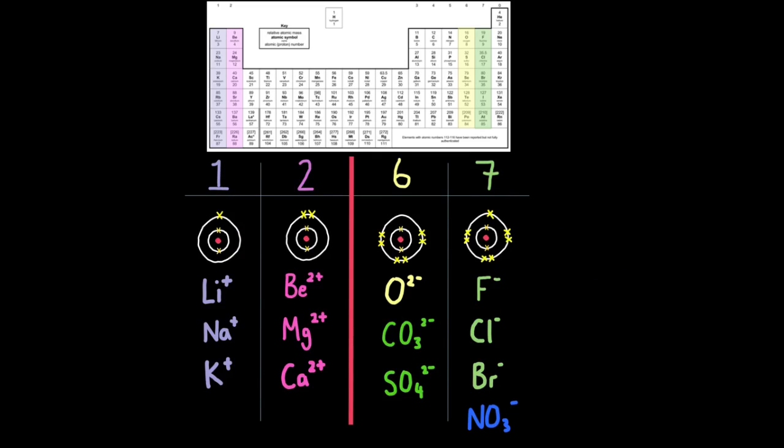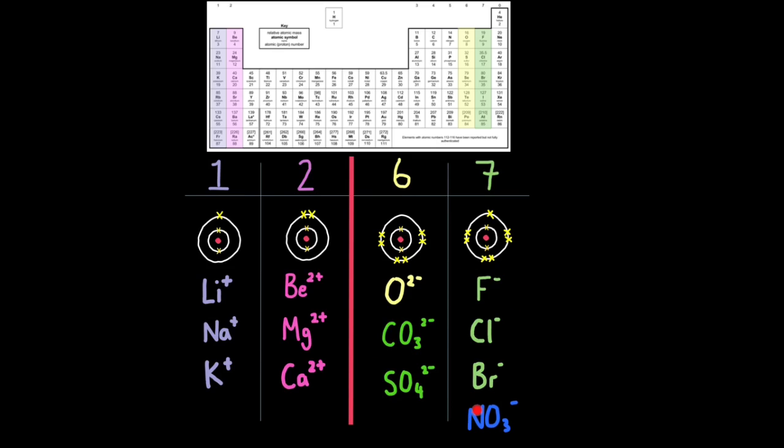So in this table I have group 1 elements that need to lose an electron to become stable and have a complete outer shell, and they all form +1 ions. We have group 2 elements that need to lose 2 electrons and they form 2+ ions. We have group 6 elements which need to gain 2 electrons, so they form 2- ions, and group 7 elements which need to gain 1 electron, so they form 1- ions.